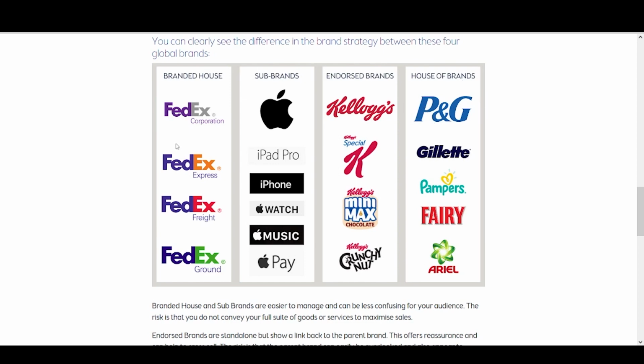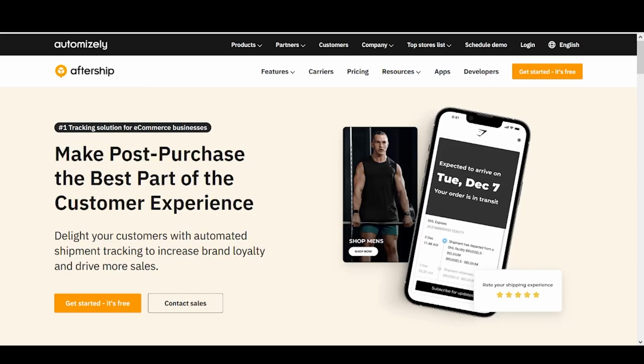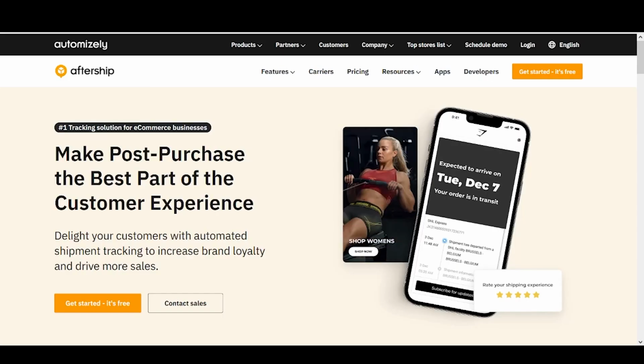However, as I mentioned, we've got a ton of Automizely branded products, which seem to be more like branded house. You can have some kind of variation within the middle, that's perfectly fine. But as it stands, I don't think Aftership and Automizely fit into any traditional model. Now you might be saying, what does that have to do with UX writing? And to a certain degree, I agree.